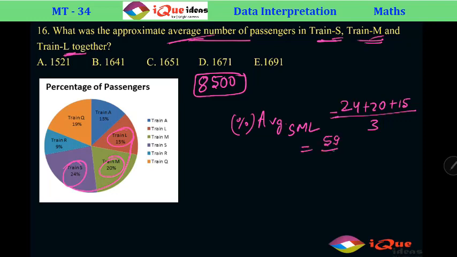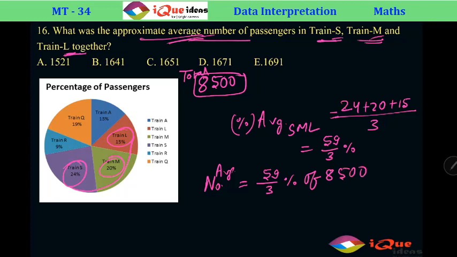So it is 59 by 3%. Okay. Now what we have to do is find the approximate number. The total number of passengers is 8500. So straight away, the average number of people will be equal to 59 by 3% of 8500. All right, so calculate carefully because the options are very close.